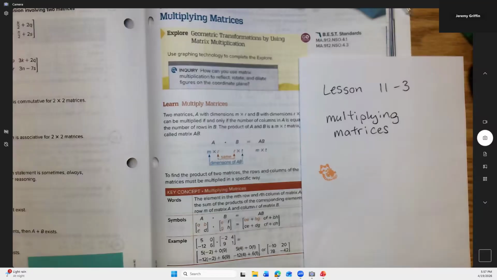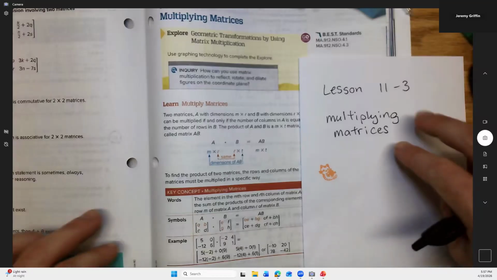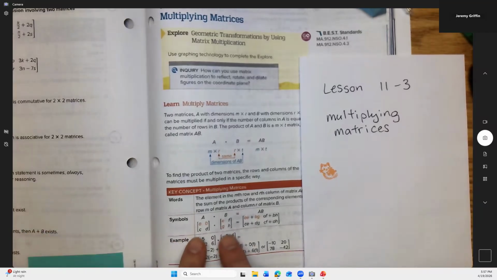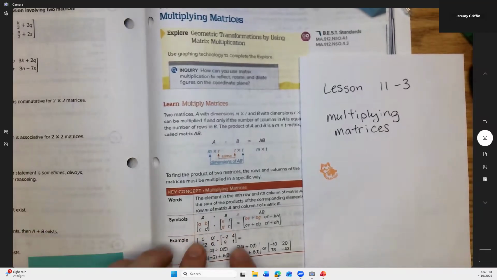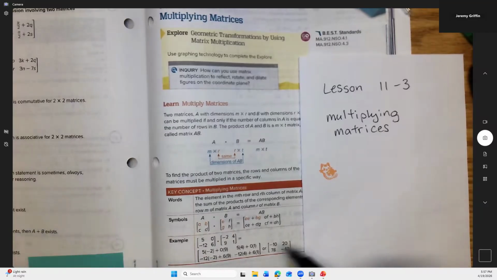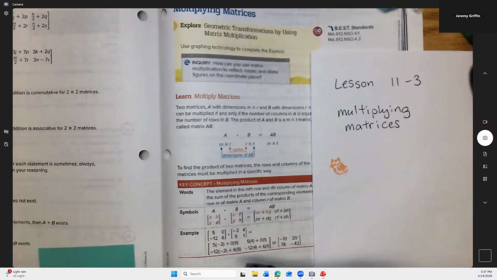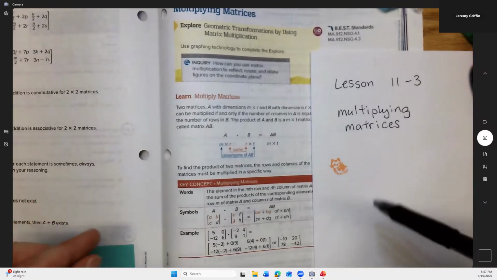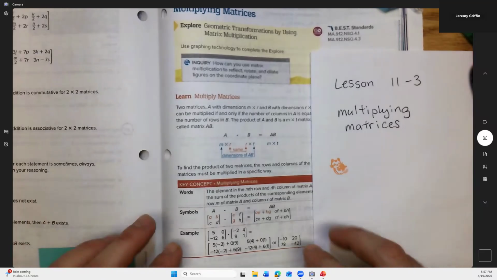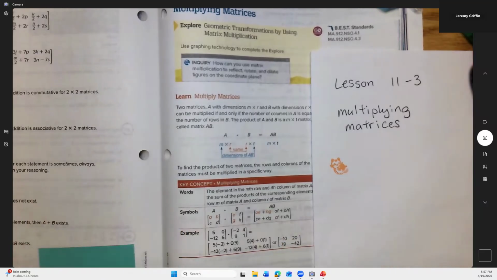Lesson 11.3, multiplying matrices. Now, we're talking about multiplying two matrices together. And there's a little tricky process to this. It's not as simply a scalar multiple. Like before, you saw if you multiply 5 times an entire matrix, you just multiply each element by 5. You cannot do that when you multiply a matrix by a matrix.